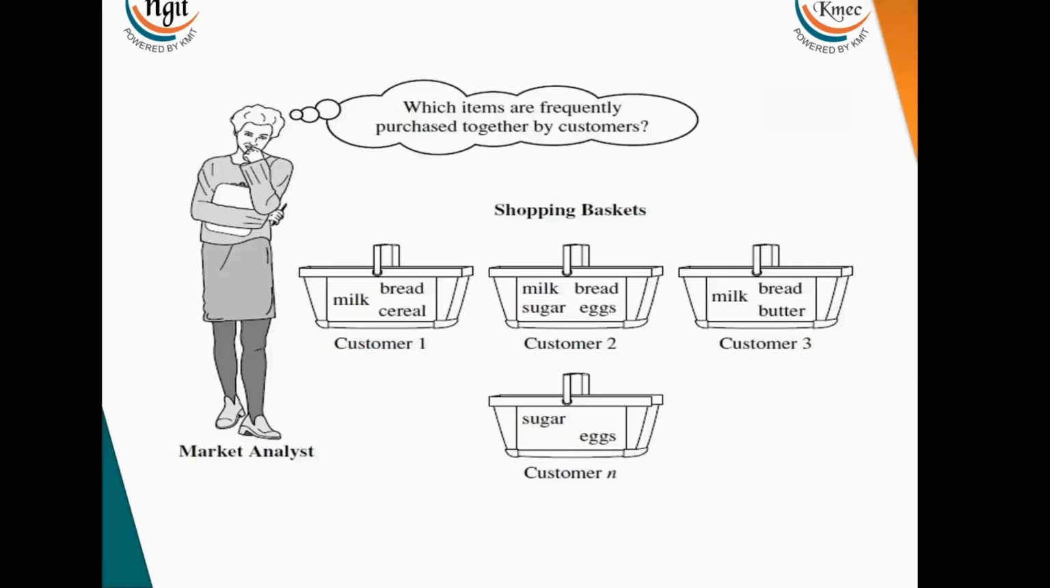Now, look at this. Here we have customer 1, customer 2, customer 3, and in that way some customer n data. Customer 1, when buying milk, is buying bread as well as cereal. Customer 2, when buying milk, is buying bread, sugar, eggs and so on. Customer 3 is buying bread and butter along with milk. In the same way, we analyze n number of customers, and then see who are the customers most likely to buy bread with milk, or eggs with milk. So that analysis is made.